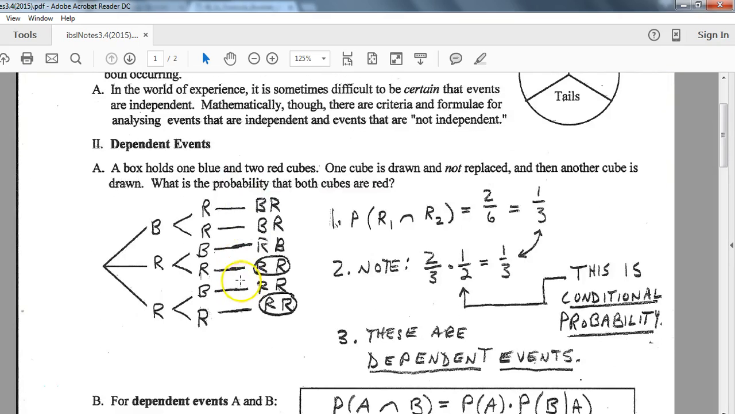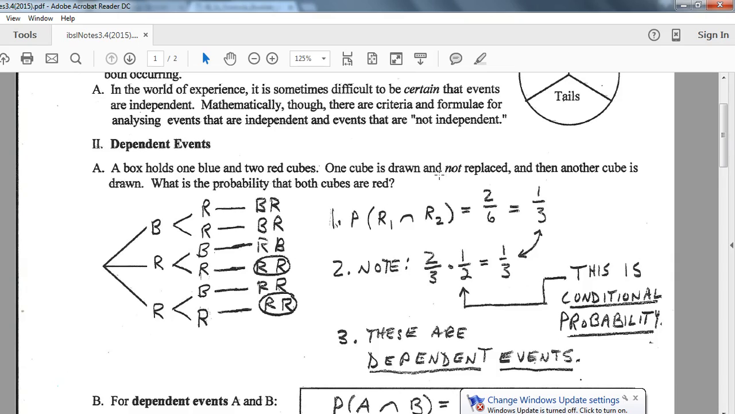And so when you look at this one here, this is kind of your key phrase. These are events that are affected. The second one is affected by what happens on the first one. If I have these cubes in a box, so you've got a blue one and two red cubes, so there are 3 total cubes. If I take one out of there and I don't put it back, well then my probability of the second one is definitely affected by what happened on the first pick. If I pick a blue one on my first pick, well then my probability on the second pick completely changes. There's only 2 cubes in the bag.